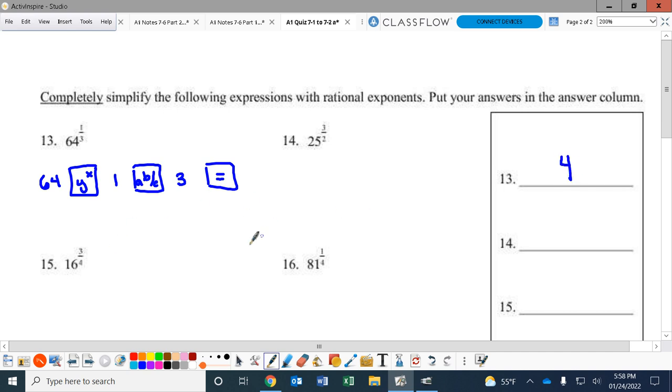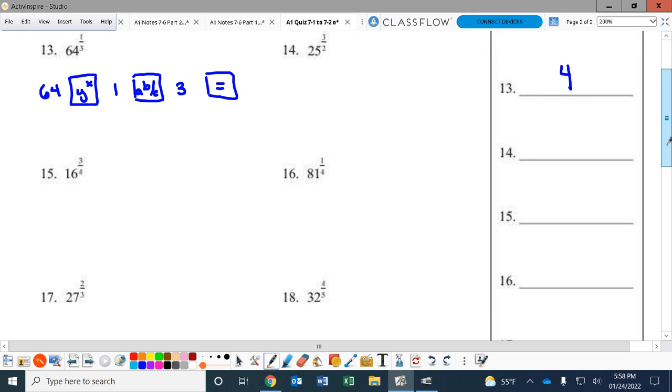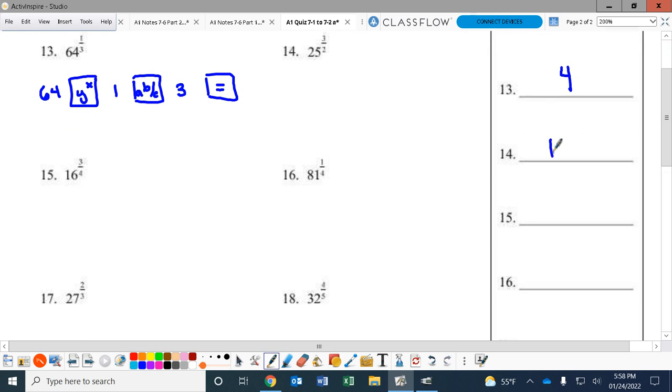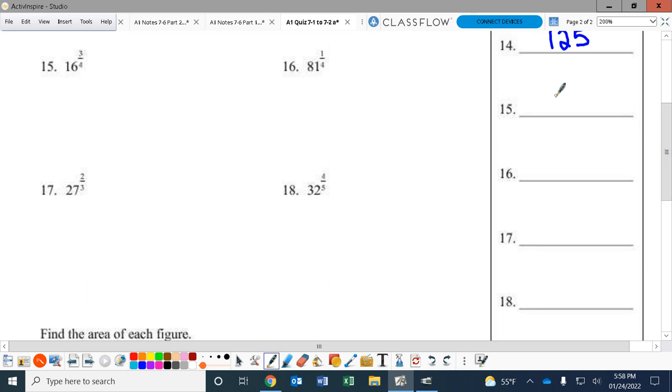Then you'll repeat that process for all of these. For number 14, it's going to give you an answer of 125. For number 15, that's going to give you an answer of 8. For number 16, it's going to be 3. For 17, it's going to be 9. And for 18, it's going to be 16.